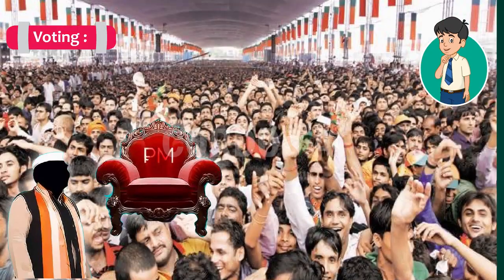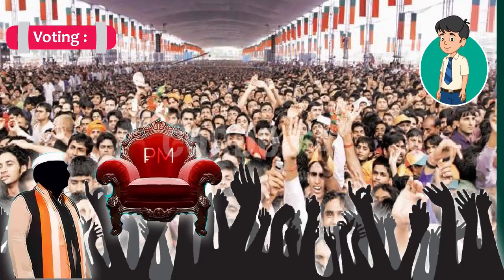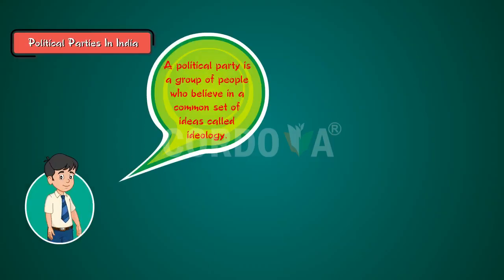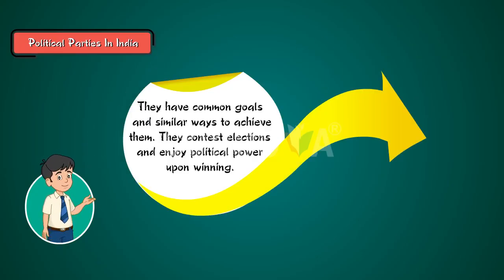All Indian citizens above the age of 18 years have the right to vote. They are called voters. Political parties in India. A political party is a group of people who believe in a common set of ideas called ideology. They have common goals and similar ways to achieve them. They contest elections and enjoy political power upon winning.